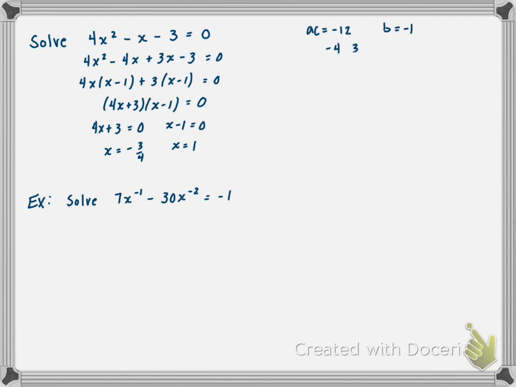So that first one, 7x to the negative 1, is the same as 7 divided by 1 factor of x, right? That's what a negative exponent means. It means you're dividing by multiple factors rather than multiplying by multiple factors. So we have 7 divided by 1 factor of x. And then 30x to the negative 2 is 30 divided by 2 factors of x. So 30 divided by x squared.